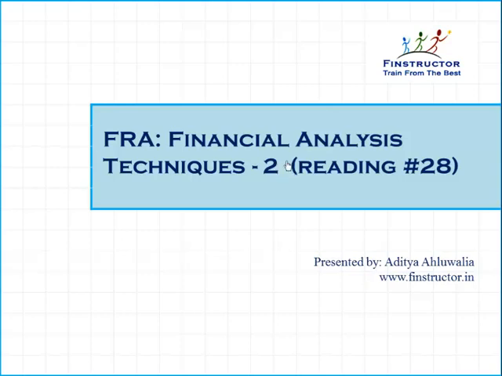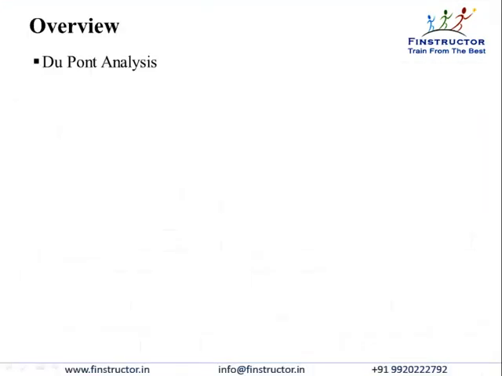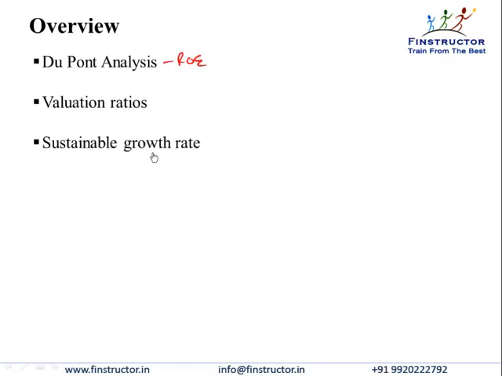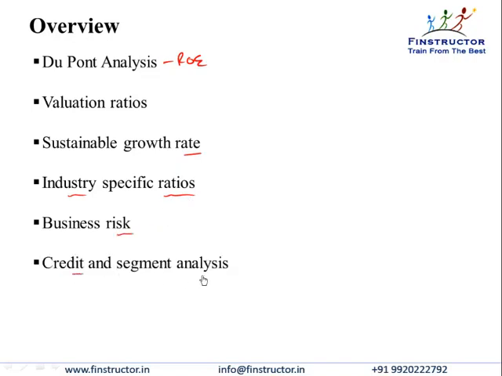So we now move on to the second and final review on financial analysis techniques, that is reading 28 of the CFA curriculum. So we'll cover some of the remaining ratios, starting off with the DuPont analysis that deals with the return on equity, ratios used in equity valuation, how to calculate a company's sustainable growth rate, take a look at some industry specific ratios, and wind up with the ratios used in analyzing business risk, credit, and segment analysis.